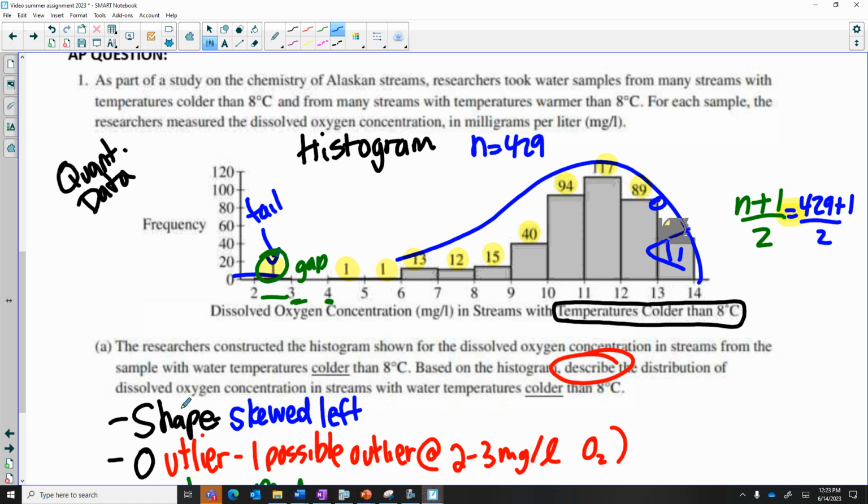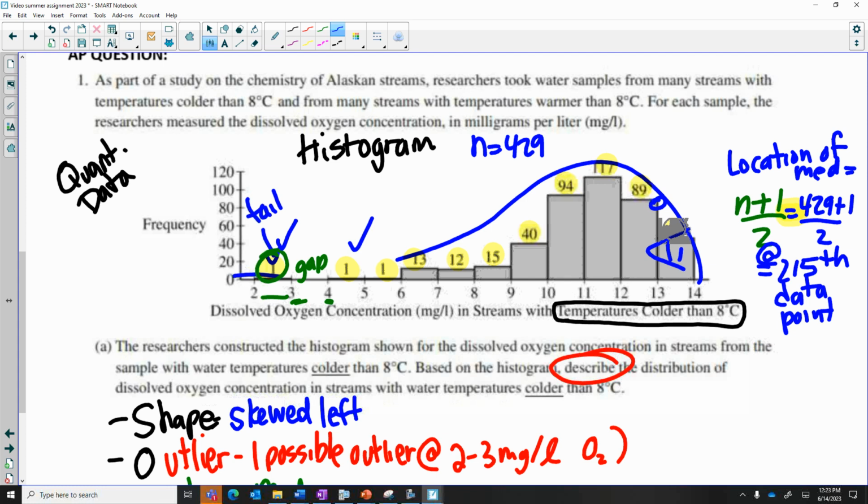Now that does not mean that the median is 215. That means the location of the median is at the 215th data point. So now what I have to do is count my frequencies cumulatively from the left or cumulatively from the right until I reach the number 215 or surpass it, okay? So 1 plus 1, 2, plus 1, 3, plus 13, 16, plus 12, etc. Keep adding until you reach 215, okay?